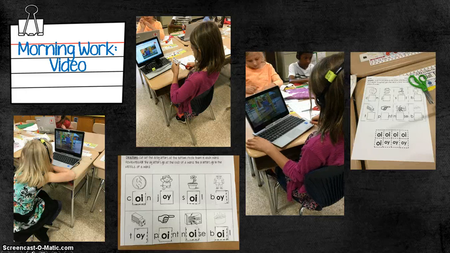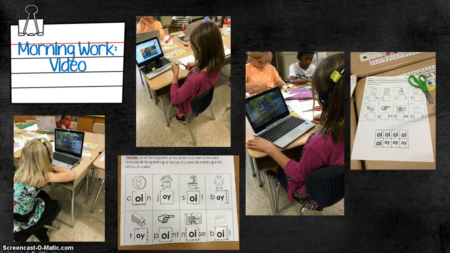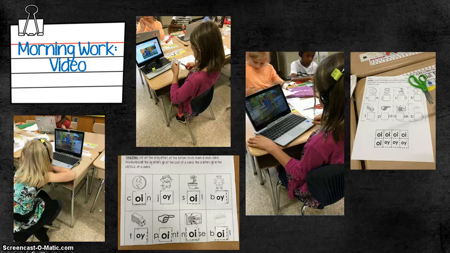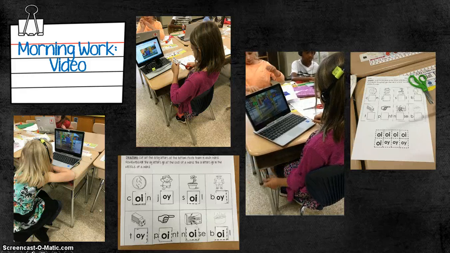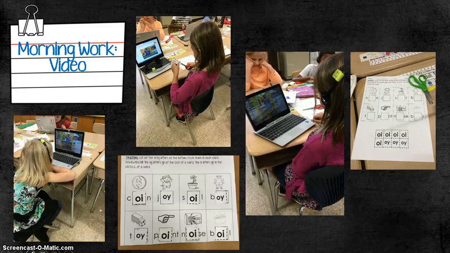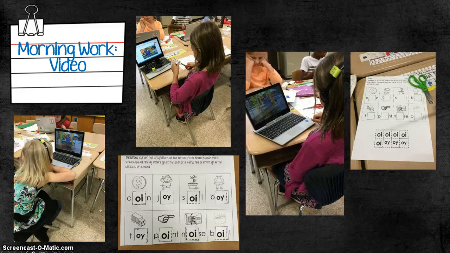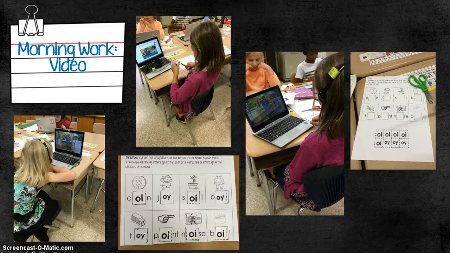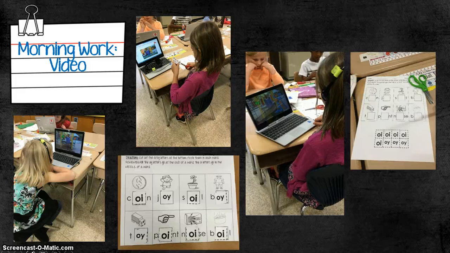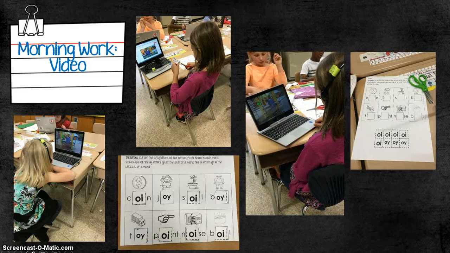You can also assign a video as morning work. I do this a lot in phonics in the beginning of the week to introduce which skill we're working on for that week so that I don't have to do this in whole group once again. This was an example from phonics on the first day of the sounds that we were working on. It was the oi sound, O-I and O-Y.